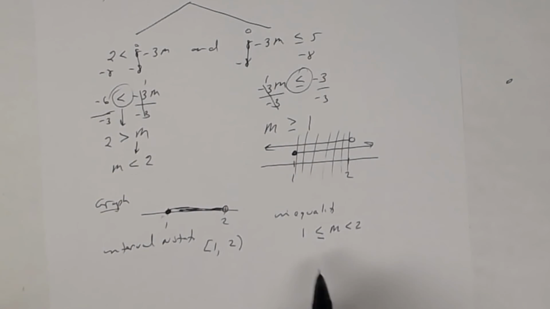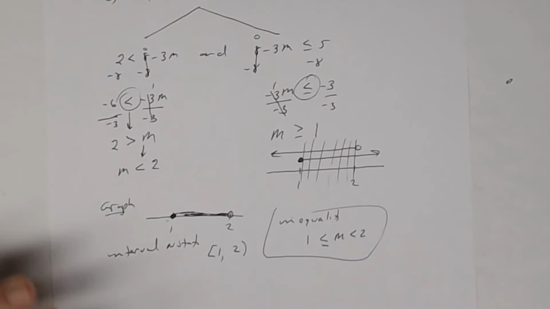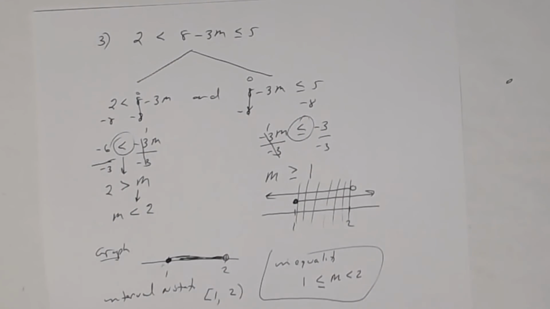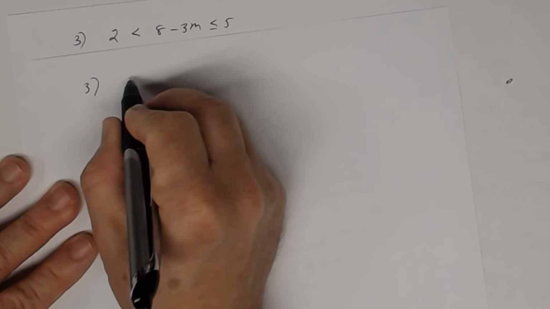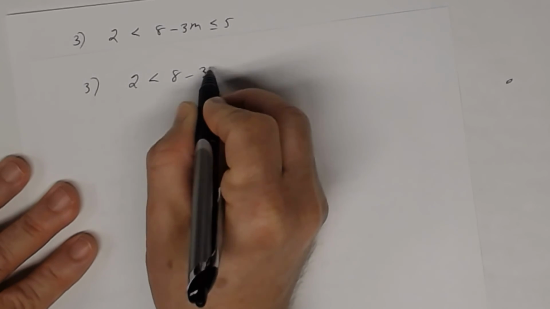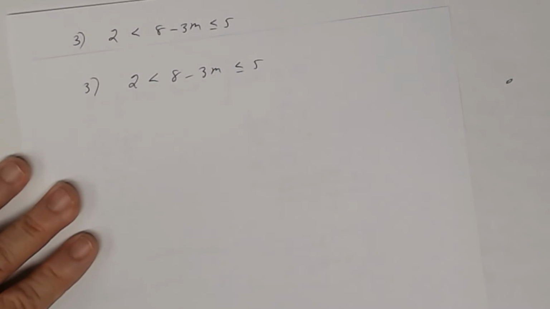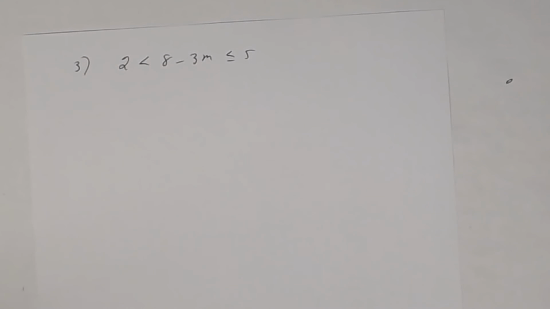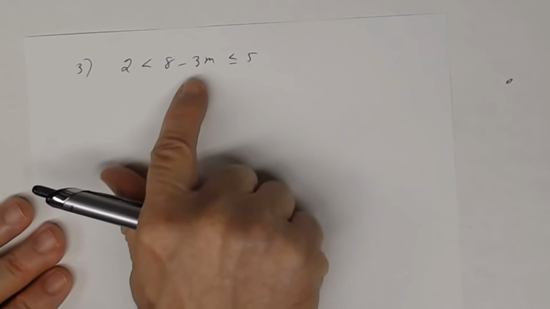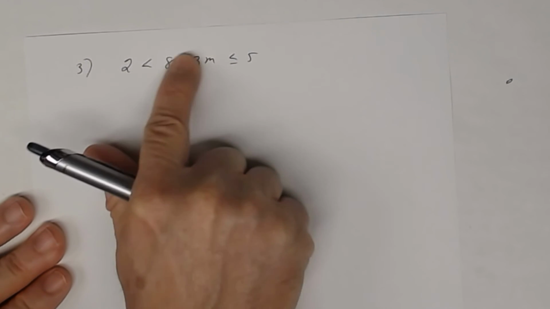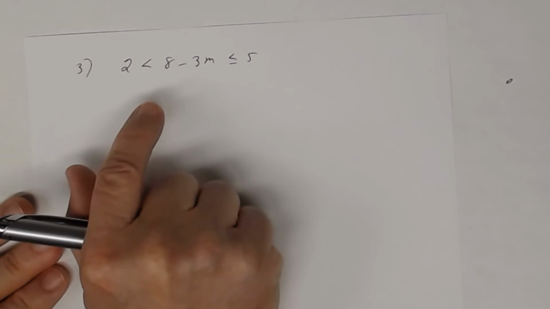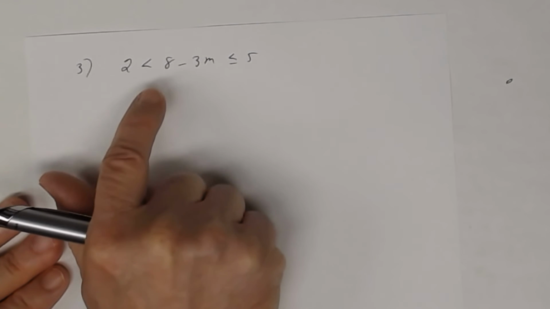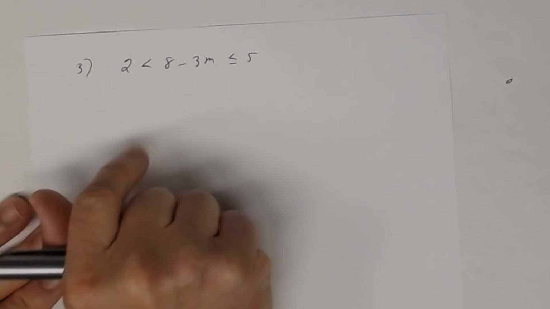All right. Now let's do number 3 using the other approach. So I'm going to rewrite number 3 using the other approach. 2 is less than 8 minus 3m is less than or equal to 5. In the other approach, we notice that the variable only appears in the middle part of this compound inequality. So it would be very easy to get the variable by itself.